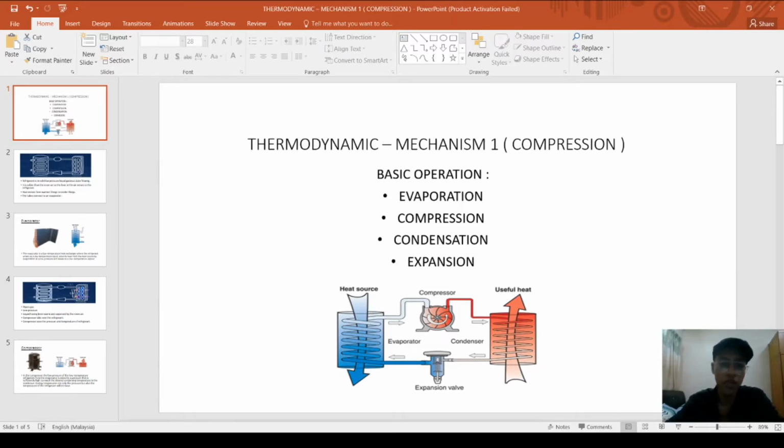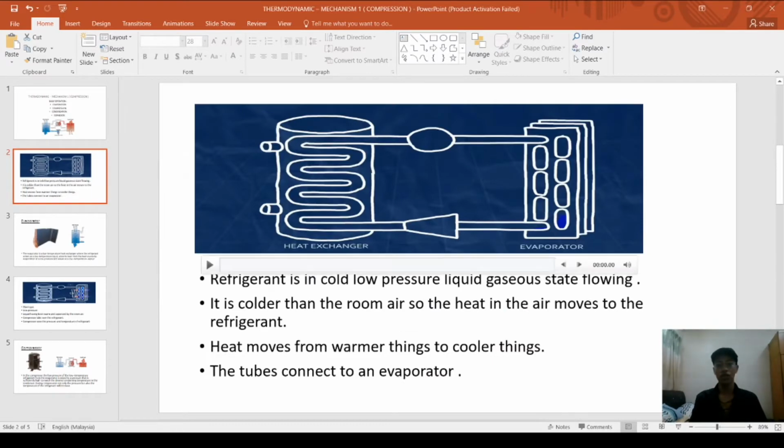A heat pump consists of four pillars: number 1 is evaporation, number 2 is compression, number 3 is condensation, number 4 is expansion. For my part, I'm going to talk about evaporation and compression. Let's go to the second slide. I will show you a video.